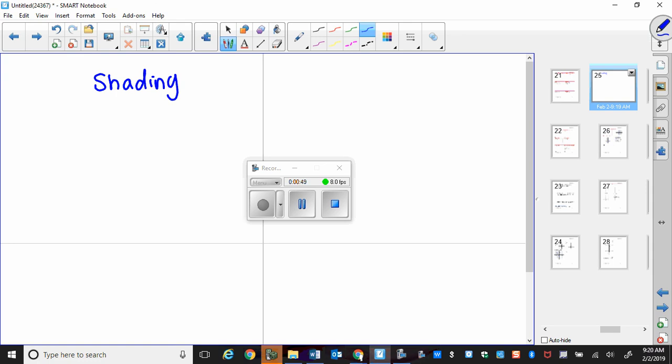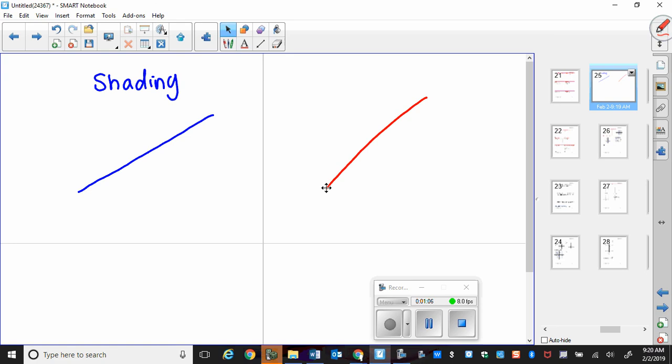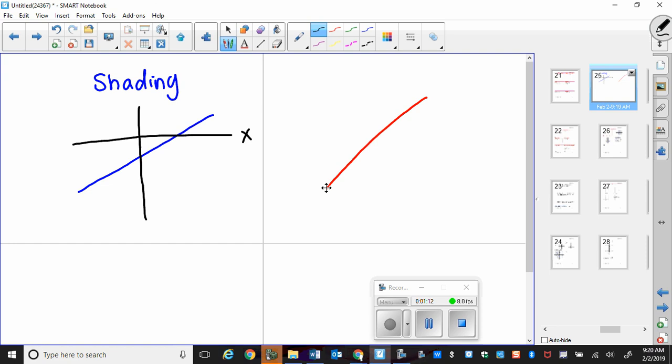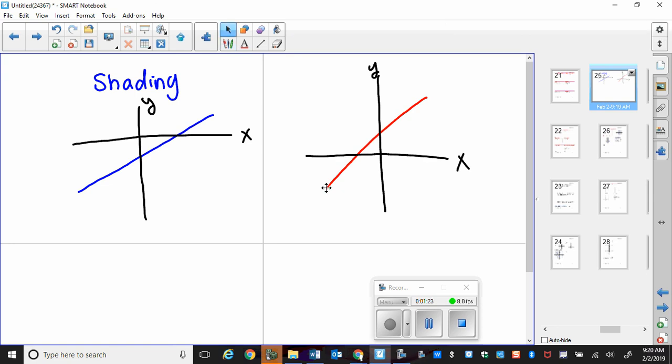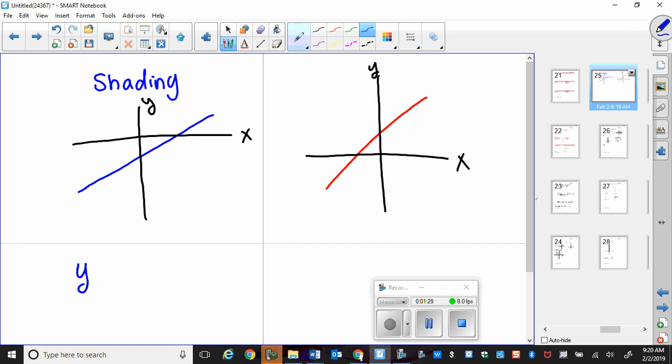Okay, so let's say I have a line. Let's get another line going on here. So let's say we have two lines here. Here's our y-axis. Here's our x-axis. So this is y, and this is our x-axis. Regardless, if you have an equation, you have the equation y is less than.